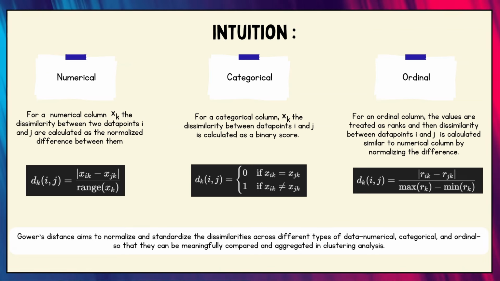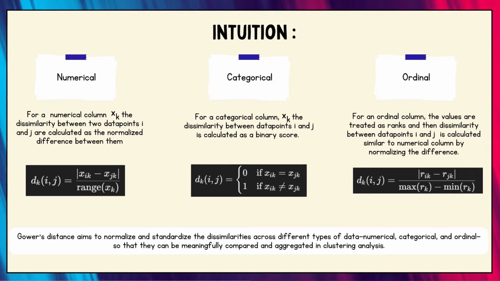Similarly, for categorical columns, the dissimilarity score is very intuitive and very easy. If the categories for data points I and j are the same, then we attach a score of 1. If it's different, we attach a score of 0. So again, this is more discrete in nature, but it's a standardized score between 0 and 1. So it is comparable to numerical scores if you look at it that way.